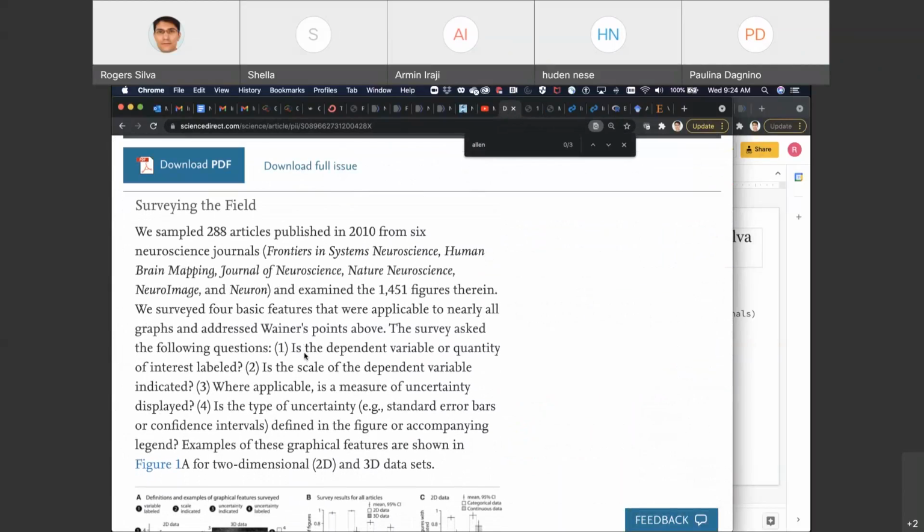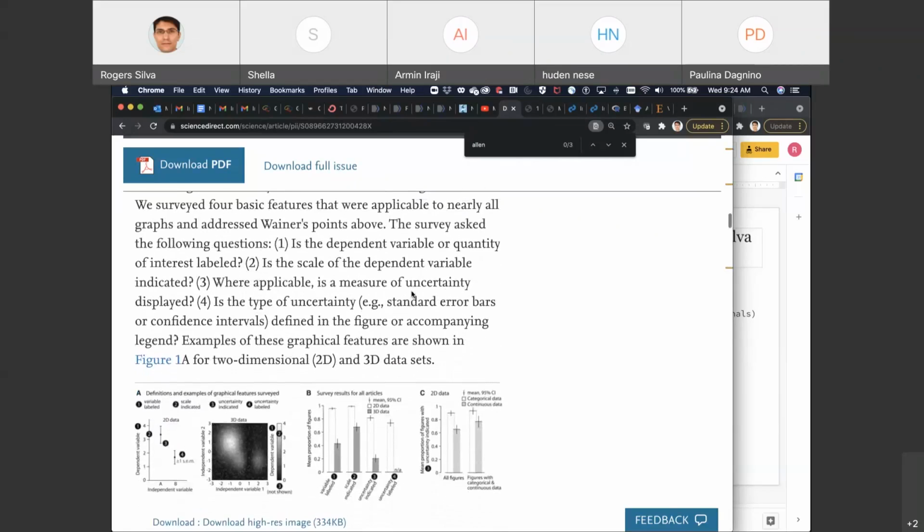So moving on, the next part of the paper looks at a survey. Basically, they took 6 journals in neuroscience: Frontiers in Systems Neuroscience, Human Brain Mapping, Journal of Neuroscience, Nature Neuroscience, Neuroimage, and Neuron, and sampled 288 articles that were published in 2010 from these journals, and examined all figures in those 288 articles, which total 1,400 figures.